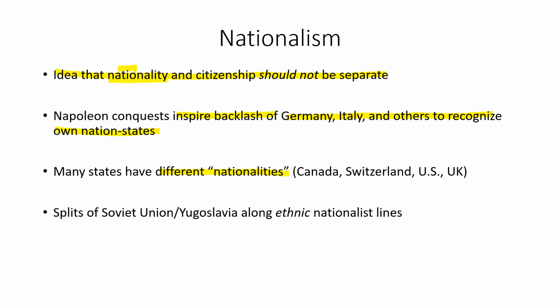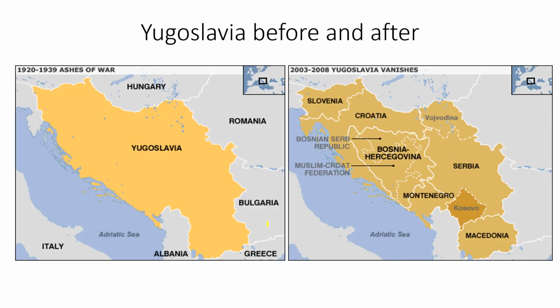And the concept of the nation state, or the pursuit of a nation state, has resulted in quite a bit of conflict. The Soviet Union split up at the end of the Cold War. Yugoslavia is another example, in the early 90s, that split along ethnic national lines. Looking at the maps here, prior to the end of the Cold War, Yugoslavia was one country, about the size of Texas when you put it all together.